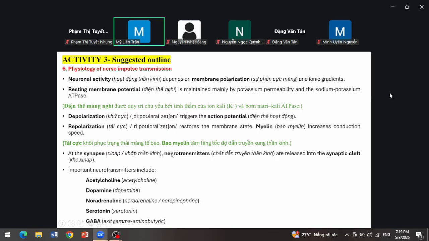At the synapse, neurotransmitters are released into the synaptic cleft.